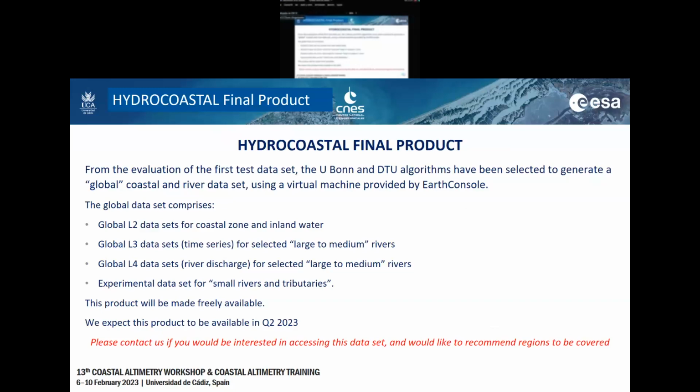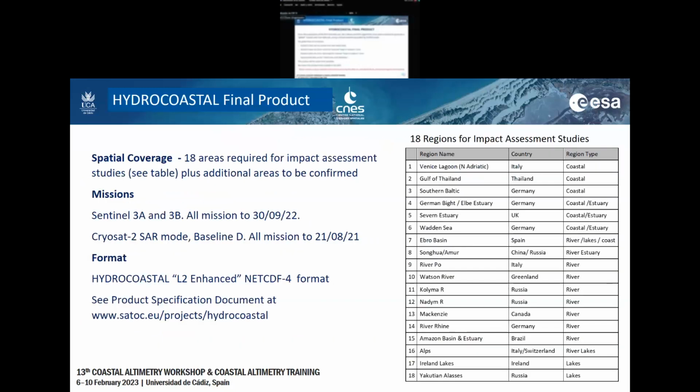So if you're interested in accessing it, I think there's an email a bit later on, and we really just want to know who's using it, and then we'll give you the URL and you can get in there. So for this second product, at the moment there are 18 initial areas which we're processing, so we can carry out some case studies and assess it.